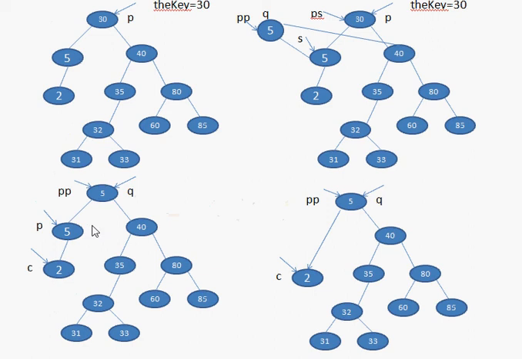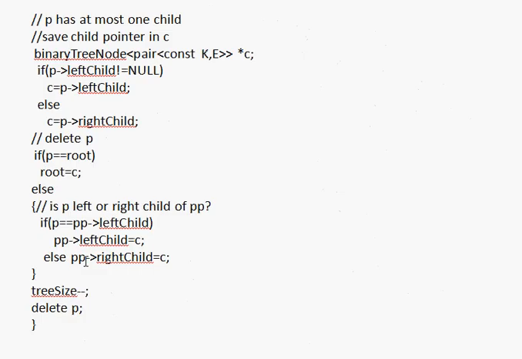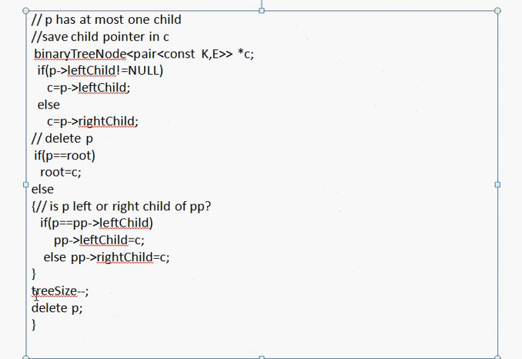Then you delete where p points. P is pointing here. Delete this node using the instruction delete, and also decrement the tree size. So tree size is decremented, so one element is destroyed. Finally, we use the instruction delete p. So this is the execution.